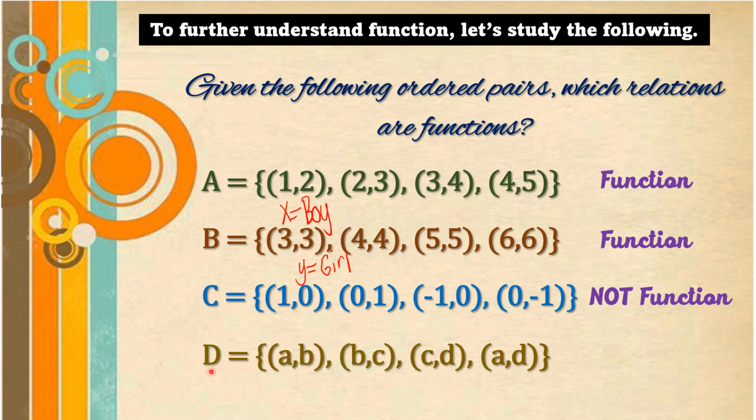Now, let's proceed with set D. Let's check the first elements. We have here A, B, C, and A. As you can see, A is being partnered to both B and D. So A is a two-timer. Therefore, this relation is not a function.